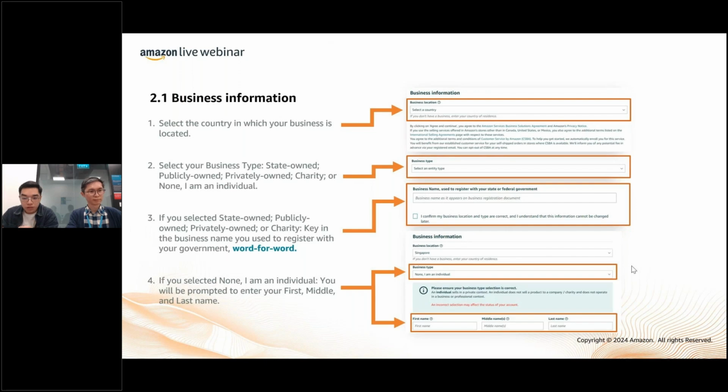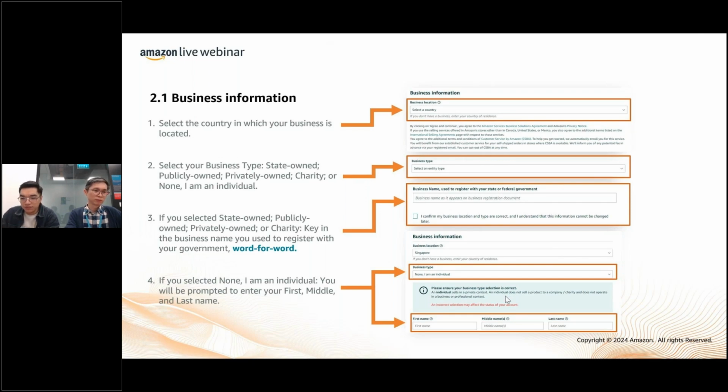Also, when you select your business type, there are different types. It can be publicly owned, privately owned, or individual. We actually do not need you to have a properly registered business in your local country. It is okay for you to just be an individual that just wants to start selling, and we cater to that too. Additionally, if you are an individual seller, for us to verify, we will ask you to put your first and last name instead of your business name on this page.